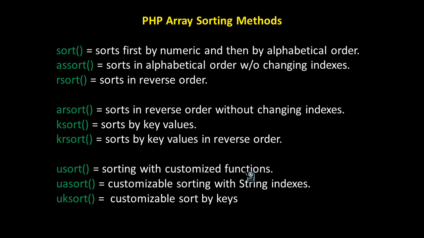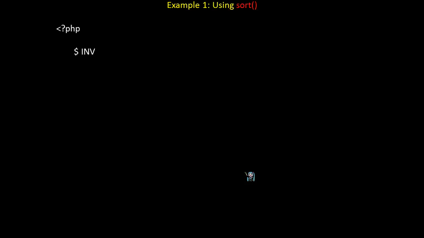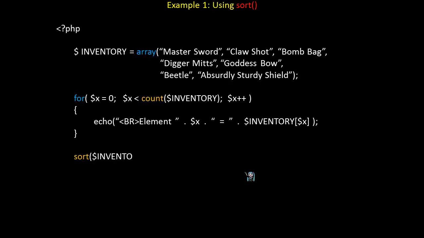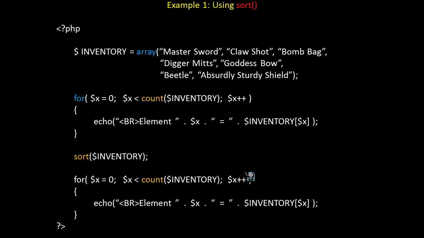usort is sorting with customized functions. uasort is customizable sorting with string indexes. And uksort is a customizable sort by keys. Look at the following bit of code. Here we have an array called inventory, and it holds string values: master sword, claw shot, bomb bag, digger mitts, goddess bow, beetle, and absurdly sturdy shield.